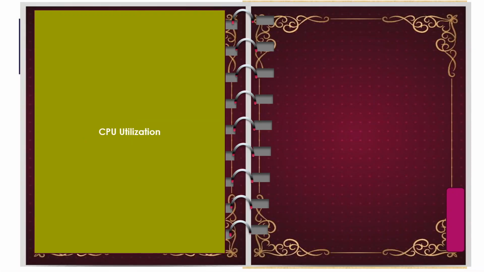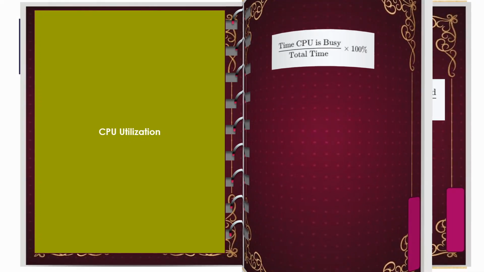CPU utilization. What do you mean by CPU utilization? The percentage of the time the CPU is actively executing instructions, not idle. The goal is to keep the CPU as busy as possible. So the formula is time CPU is busy divided by total time, times 100%.